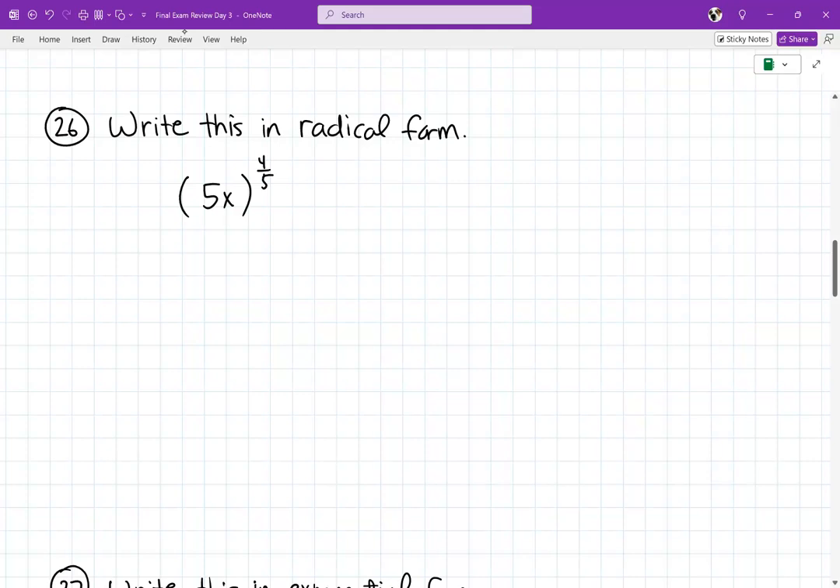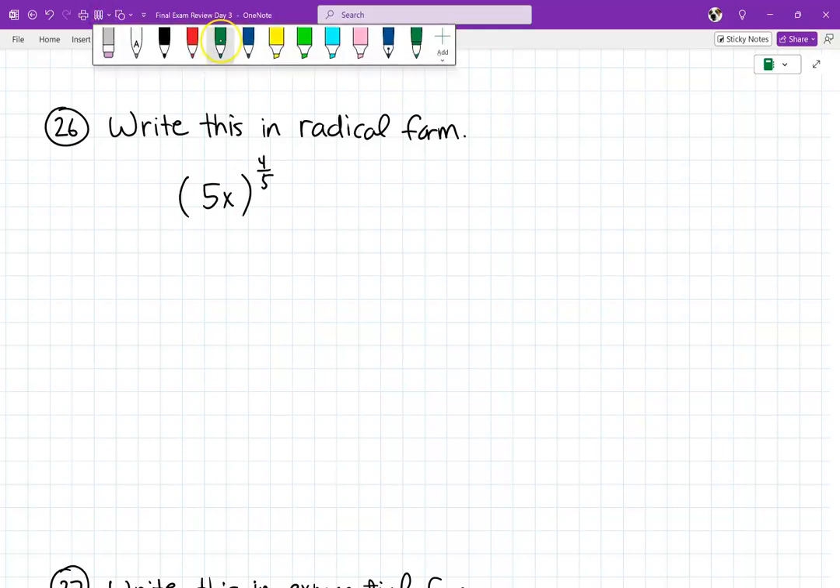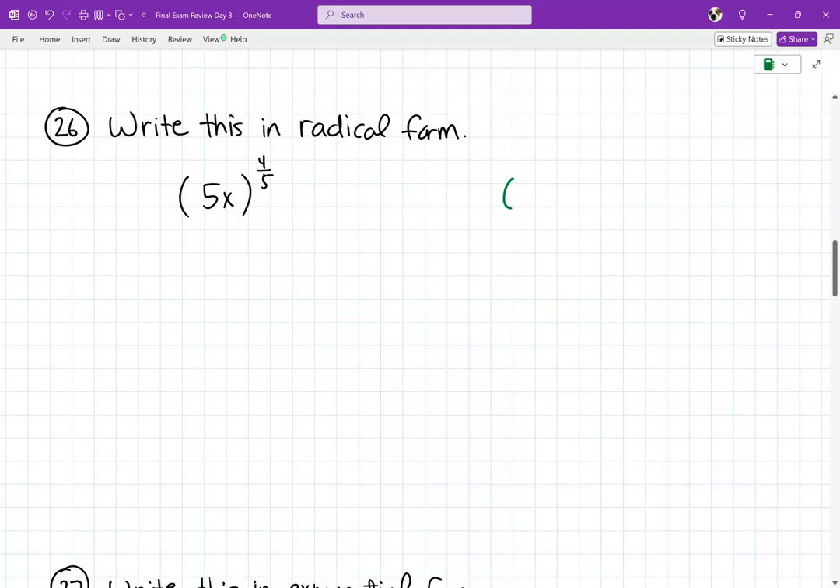This is basically the same thing, but it's saying write it in radical form. They don't want me to solve it. They want me to change it. So this is the way you're supposed to do this, okay? So the formula for this is if you have x to the p over i, that becomes the ith root of x to the p power. They want me to change it from an exponent form into a radical form.